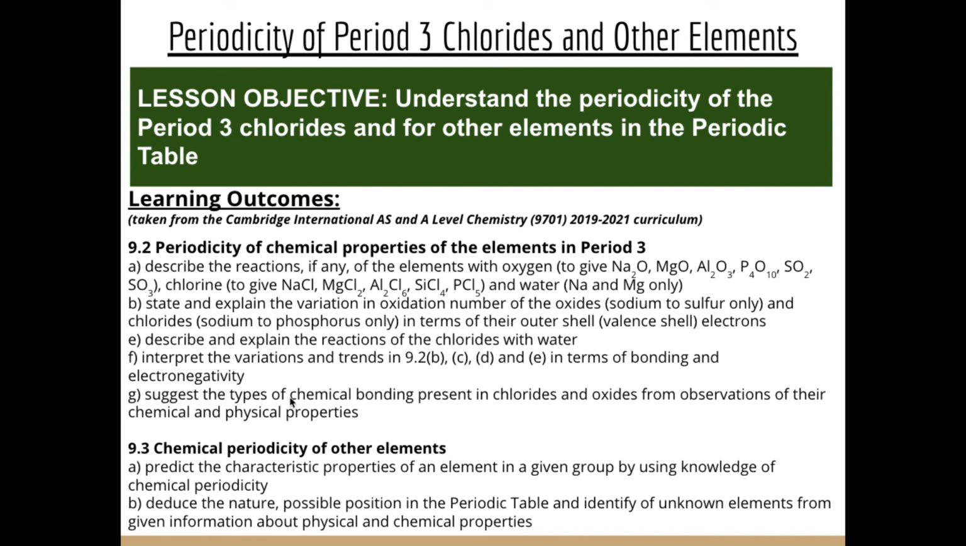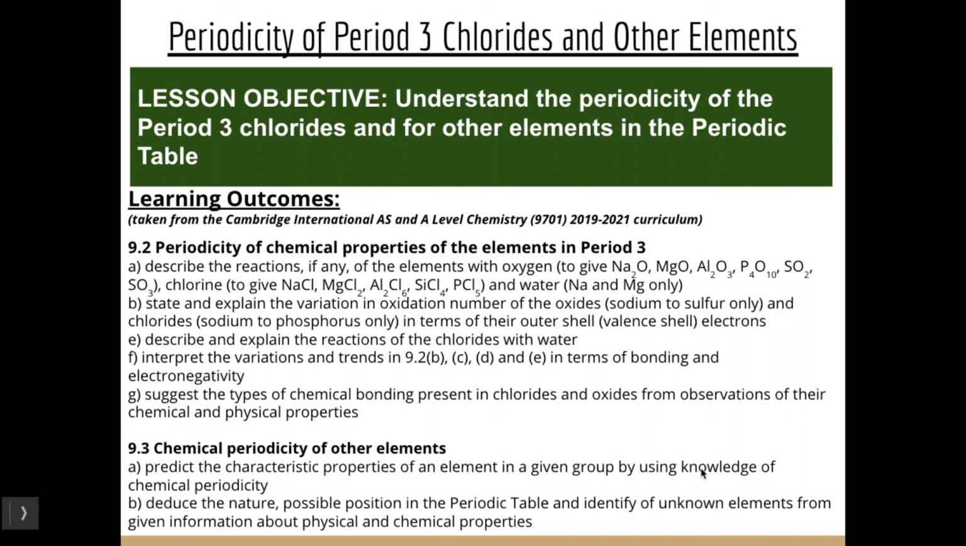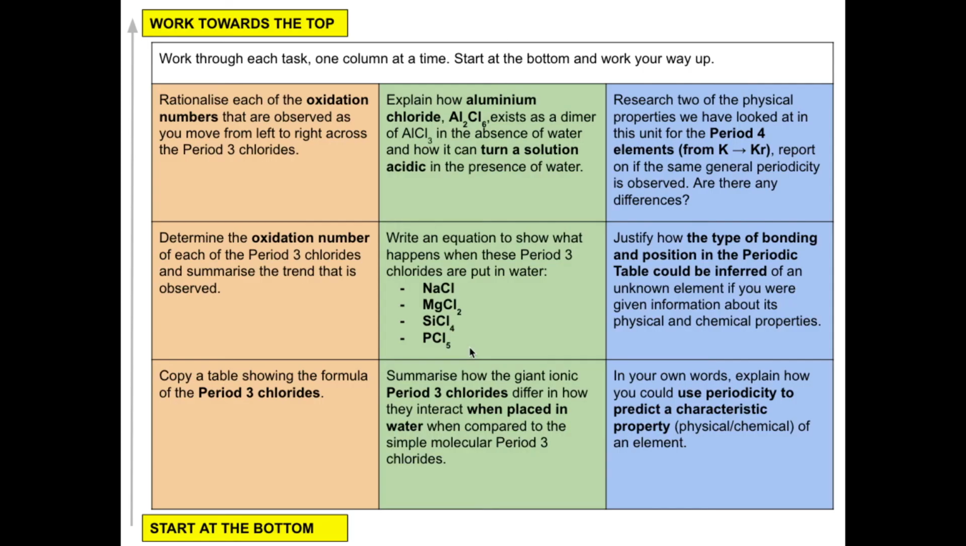And we suggested the type of chemical bonding present in chlorides and oxides from observations of their chemical and physical properties. And then we predicted the characteristic properties of an element in a given group by using knowledge of chemical periodicity, and deduced the nature, possible position in the periodic table, and identity of unknown elements from given information about physical and chemical properties. Here are the tasks for this lesson. Pause now, work through them to consolidate your understandings.